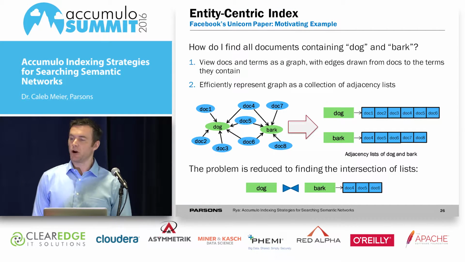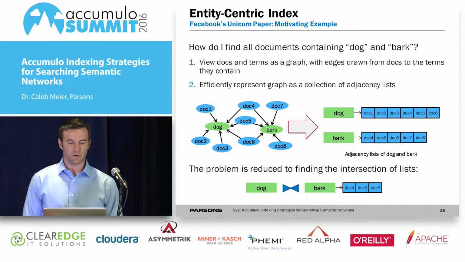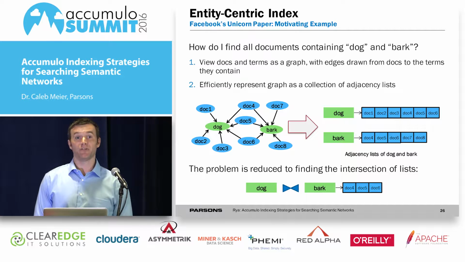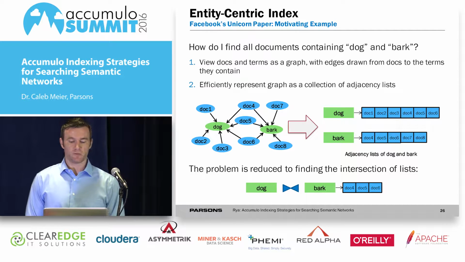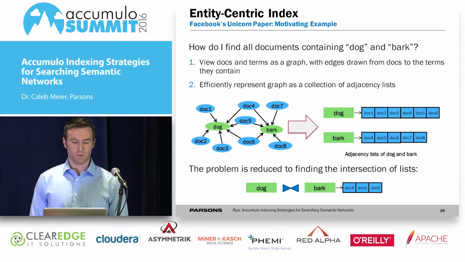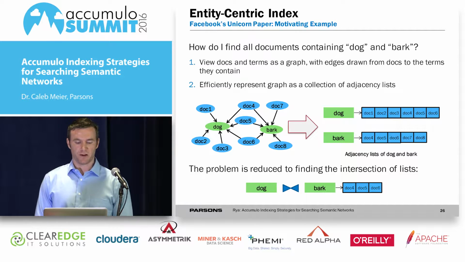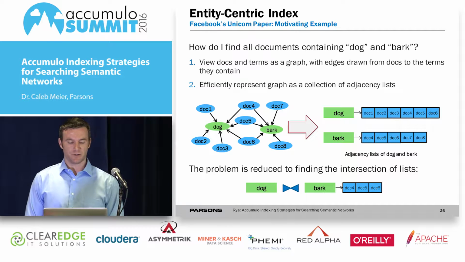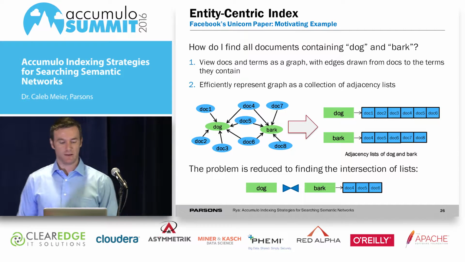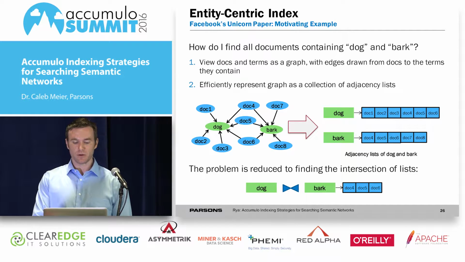So the ideas for our Entity-Centric Index were taken from Facebook's Unicorn paper, and to motivate those ideas, I want to talk a little bit about the problem of finding documents with some specified collection of terms. So the idea is you have some graph which consists of documents and terms where edges are directed from documents to the terms that they contained.